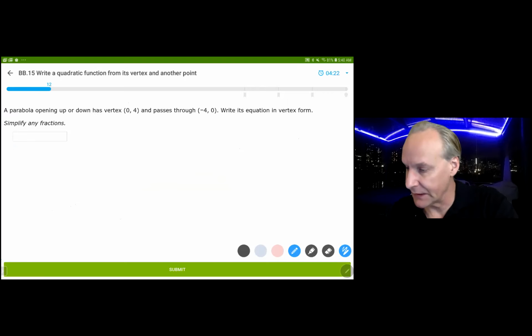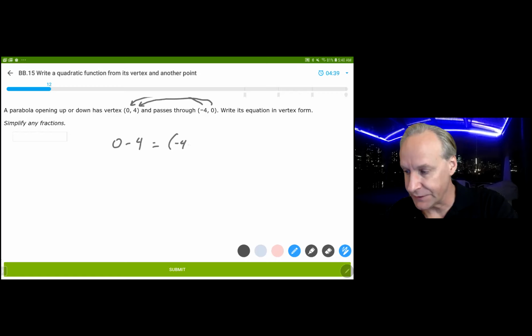Okay, I'm going to do the same thing again. This time I'm going to use a instead of m. So I'm going to do 0 minus 4. Notice I'm subtracting the y's, is equal to -4 minus 0. Make sure you go in the same direction.